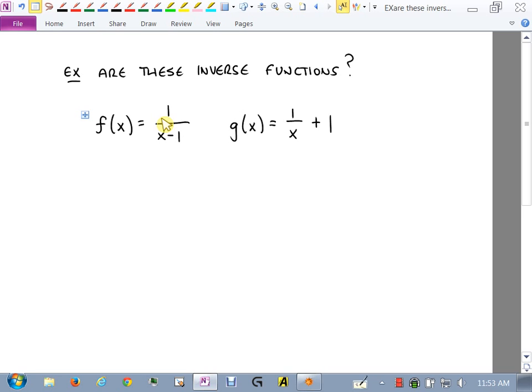So let's just try something and see if it works. Let's plug 1 into this one. What happens if I plug in 1? What does it spit out? 2, right? Plug 2 into this. What happens if you plug in 2 here? Get 1 over 2 minus 1, you get 1. So wait, we started with 1, plugged it into G, got 2, plugged that answer into F and got back to 1, didn't we?